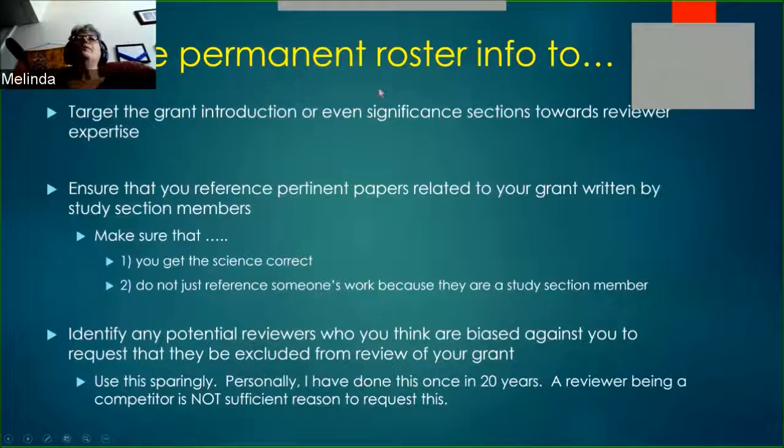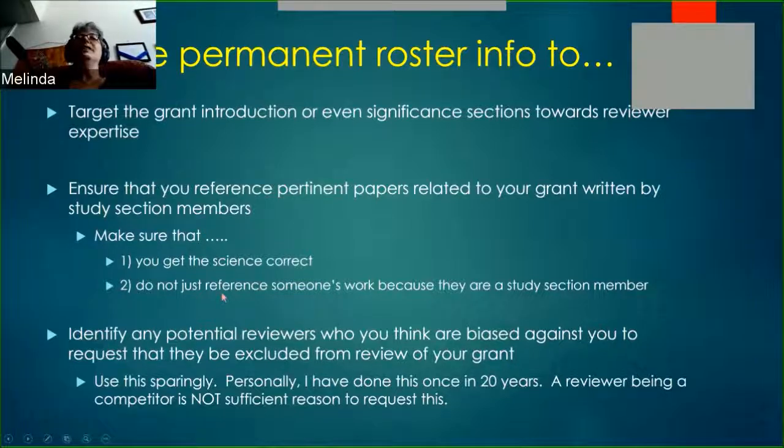So you want to use that permanent roster info. You want to target the information and justifications in your grant towards the reviewer expertise and interest. You want to ensure that you reference pertinent papers related to the grant written by your study section members. Now, you have to be careful with this. Yes, if there are study section members who are doing important work in your area, you want to reference their work. If you do that, you want to make really sure you get the science correct. And you also want to make sure you're not doing gratuitous referencing. Don't just reference someone's work because they're a study section member.